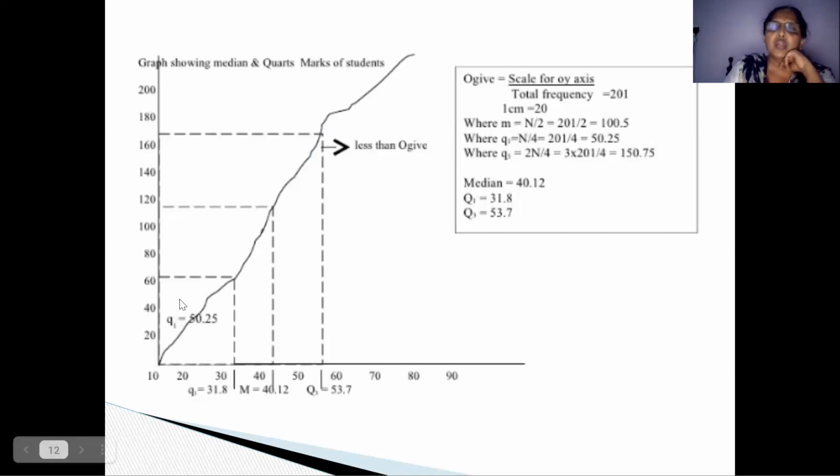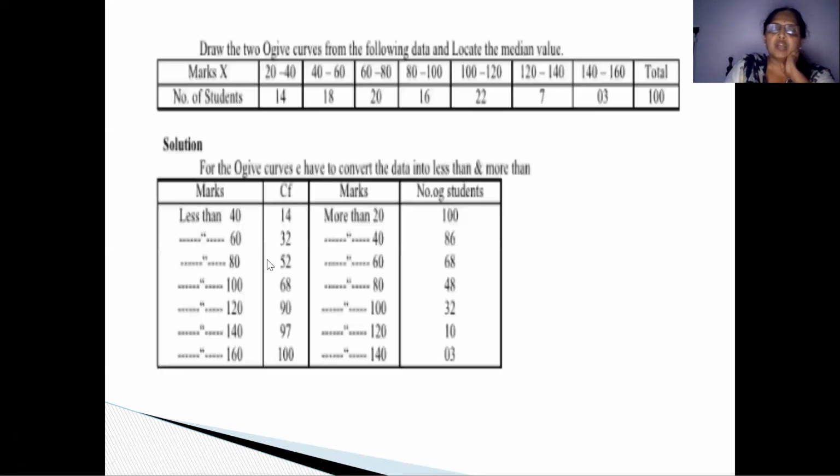So how to locate the median? Median is enough. That is N divided by 2, that is 201 divided by 2, so that comes to 100.5. So here 100.5 is here. So this is the median, 40.12. See here, 100.5, this is equal to 100 and the 0.5 means here. So here we are going to get the median. This is the location of the median.